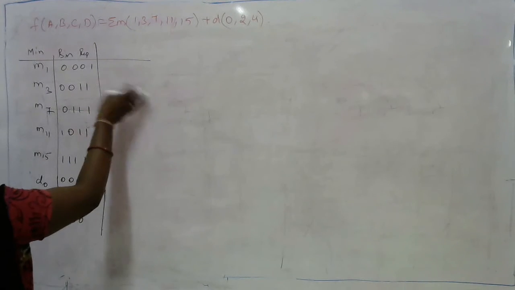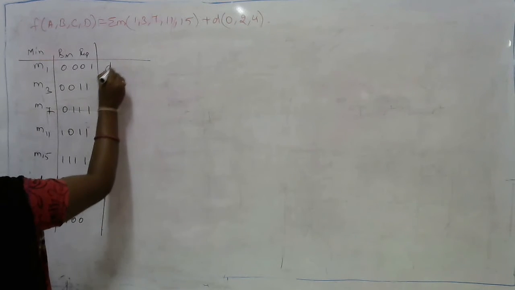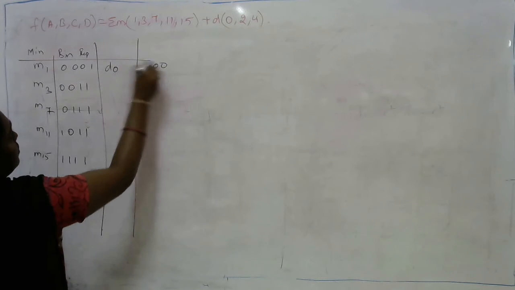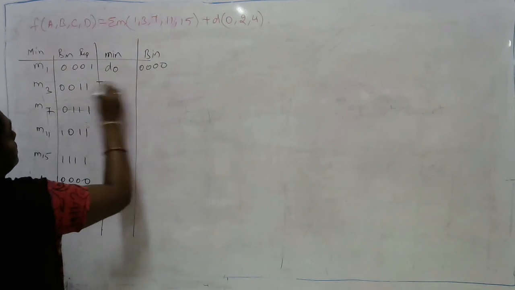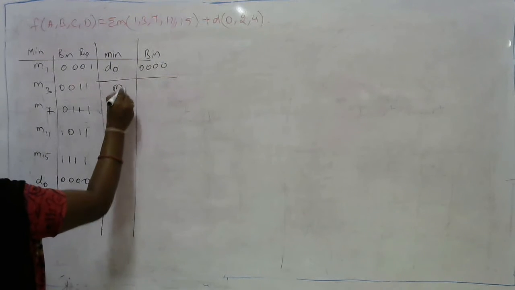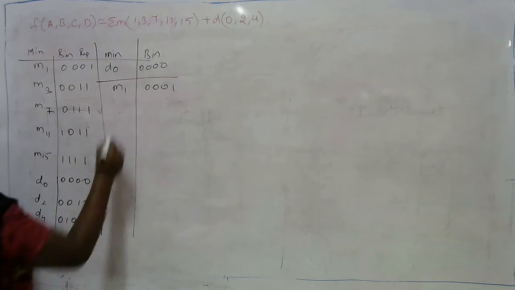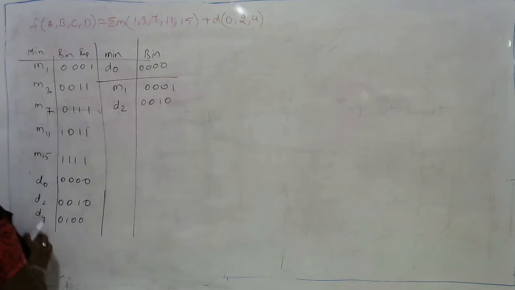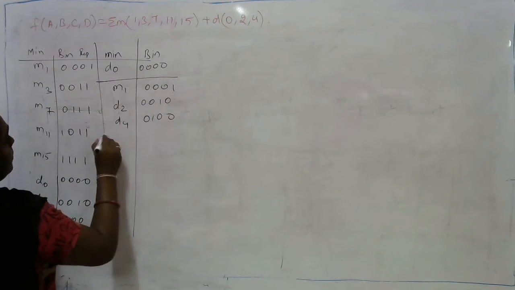So let us go for step 2, that is first, 0 ones. 0 ones is nothing but D0, so the corresponding binary is 0000. This is the minterm, and this is the binary representation. Then next is 1 ones. M1 is having a single 1: 0001. Similarly, D2 is also having a single 1: 0010. D4 is also having a single 1: 0100.